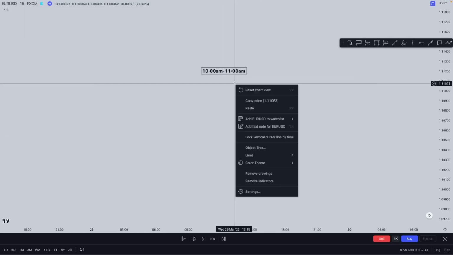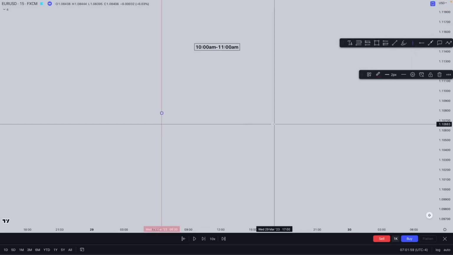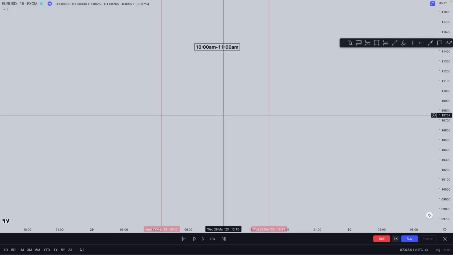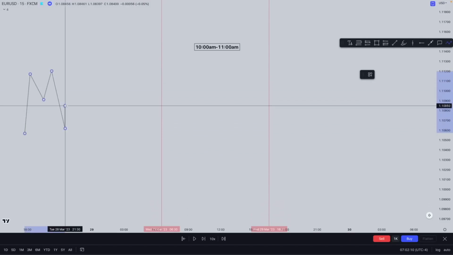So from 10 o'clock to 11 o'clock, okay. So let's just say this is 10 o'clock and let's say this is 11 o'clock, okay. What we have to see before these times is a set of liquidity forming, okay? This can be on either side of the market. So markets usually move like this, you know, it moves random, you know.